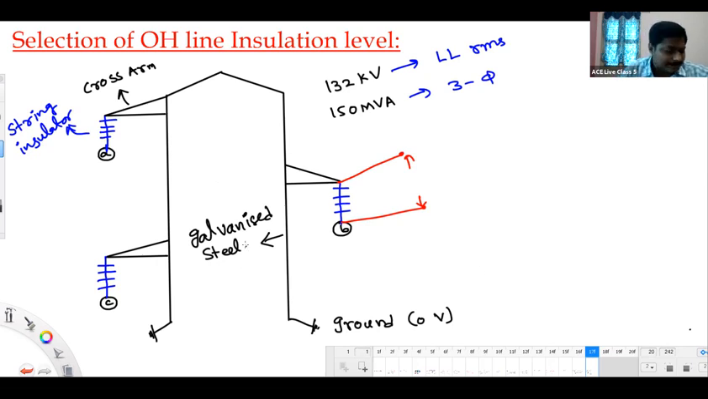Steel is a good conductor of electricity, definitely, and it has some resistance, something like R tower. The insulator might be having a resistance of R insulation.